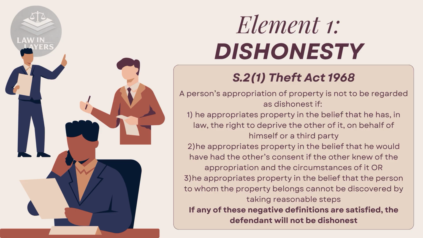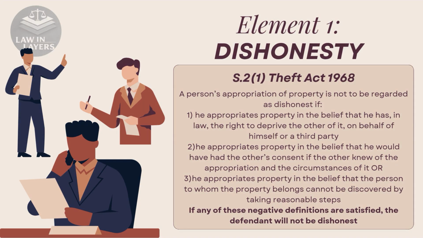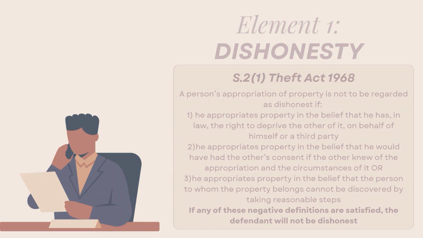Under Section 2(1) of the Theft Act 1968, a person's appropriation is not dishonest if they believe that: 1. They have a legal right to deprive the other of the property. 2. The owner would have consented if they knew the circumstances, or 3. The owner cannot be found by taking reasonable steps. If any of these apply, dishonesty is automatically negated.